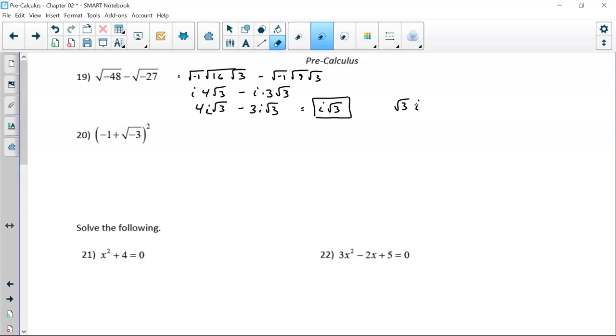Next one's a little bit trickier. What I would do is I'd clean up this first, the square root of negative 3. So what we could do is write this as negative 1 plus, and the square root of negative 3 is I square root of 3, squared.